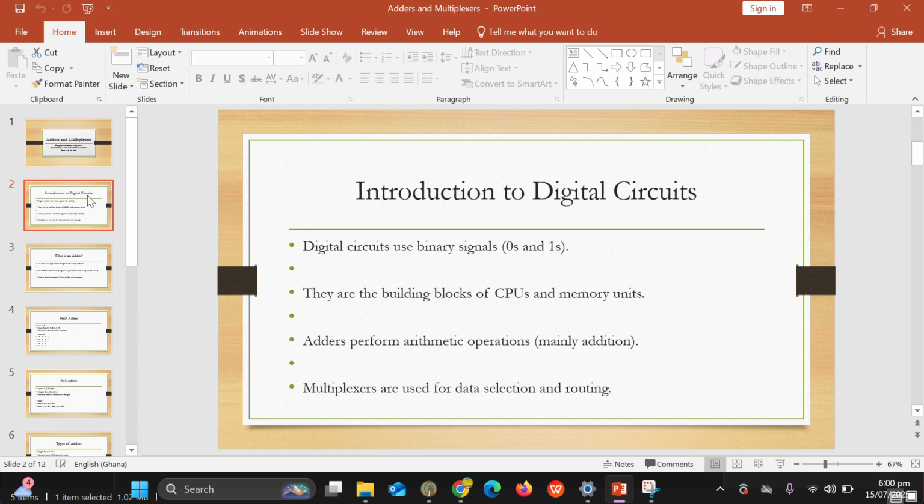Digital circuits operate using binary values, zeros and ones, and are found in all computing devices. Adders help us to perform binary arithmetic operations, and multiplexers allow us to select from multiple inputs. Both are essential in how CPUs process data and make decisions.